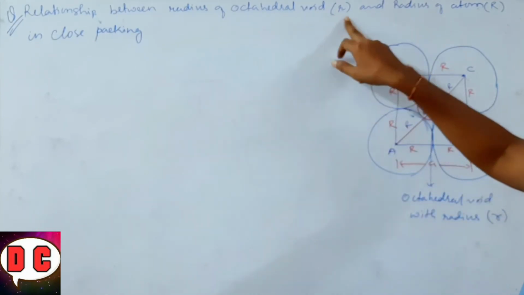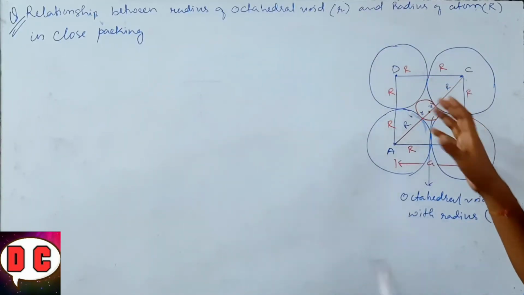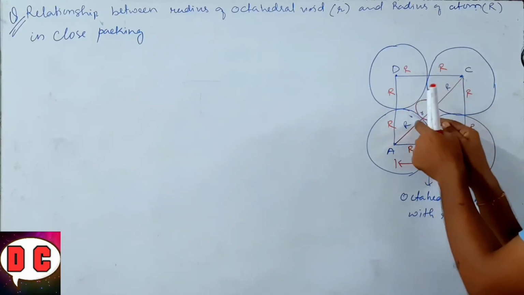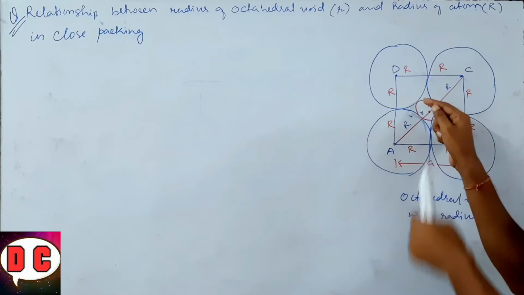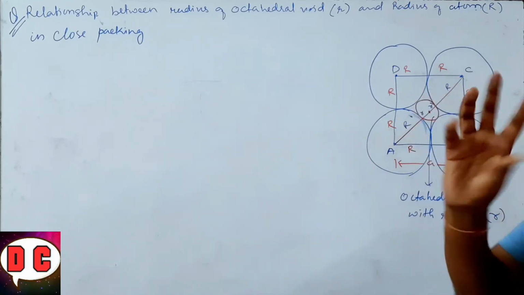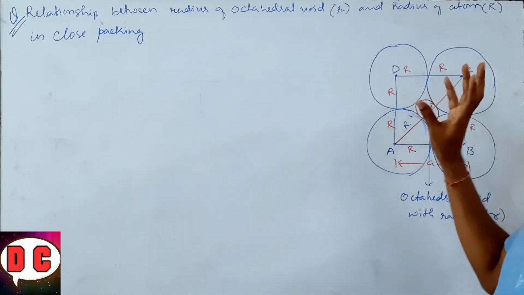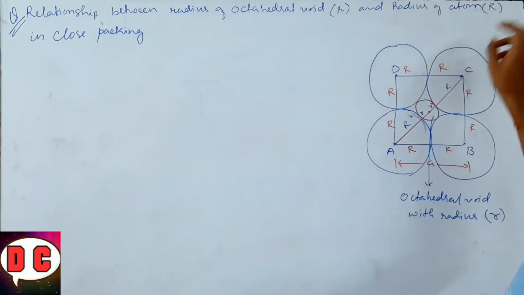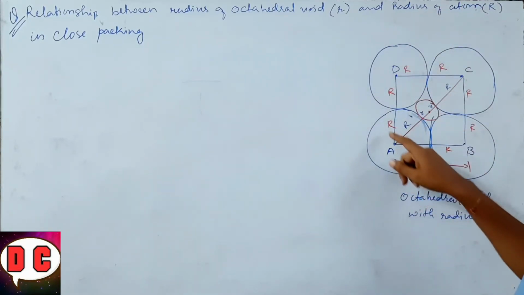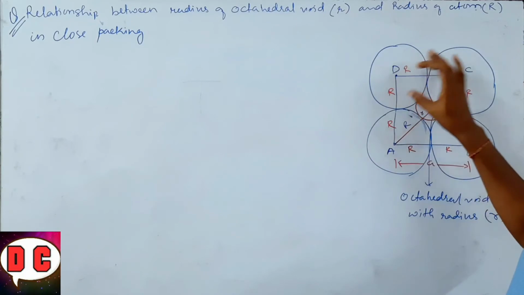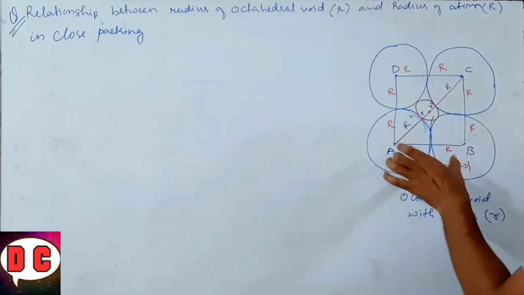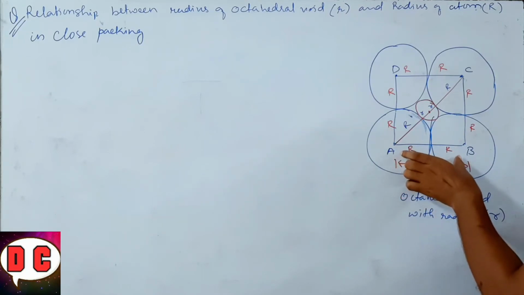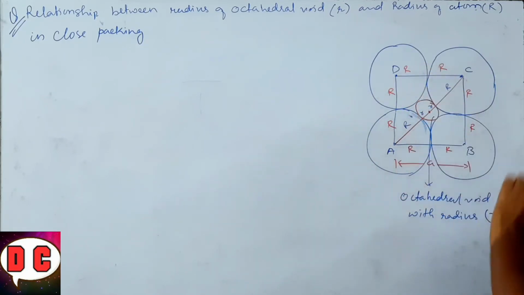So octahedral void is r. This is the void, the space which is left inside. My diagram is not proper, otherwise it would come as spherical. The void inside space will be spherical. And the radius of the atoms, these are the atoms. So what is the radius? Capital R, capital R, capital R, capital R in a close packing. And we have considered that this is a cube, so the edge of the cube is a.